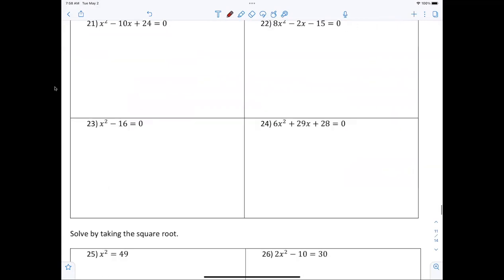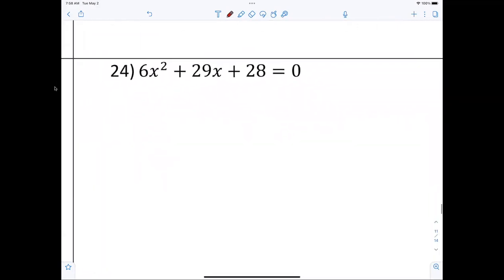I want everybody to try number 24. Factor 24 real quick. If you can do factoring 24, I made that one kind of hard. If you can factor that and solve it, then you're in pretty good shape.